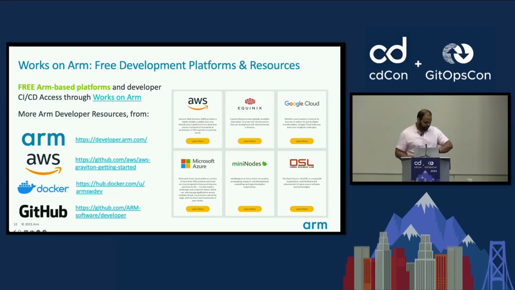So I'm sorry if I'm rushing through it. Works on ARM is our program where we offer free development platforms and resources, basically giving you the flexibility to choose which platforms you need to build your applications on. And these are some links where you can go and sign up. We also offer CI/CD access through Works on ARM. If you click on it, it will get you to a GitHub page where you can request those access.